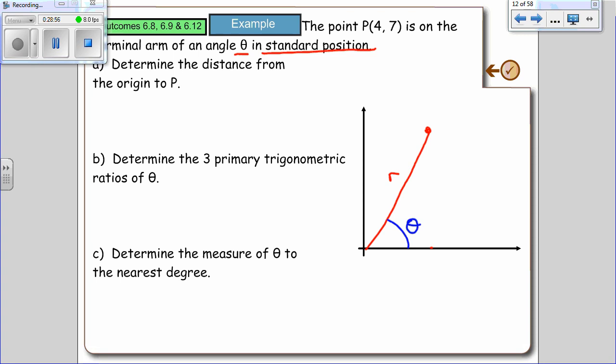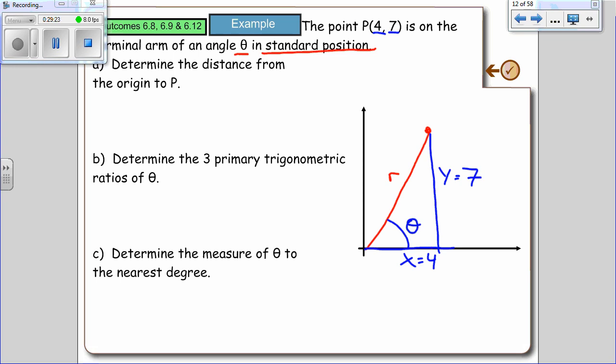Those values of x and y we actually know. What's x? Yeah, sorry. And what's that one? 7. There we go. That's exactly like what we just did in grade 10. Almost identical to the question we did the other day. Determine the distance from the origin to P. Or they could say determine the distance to R.